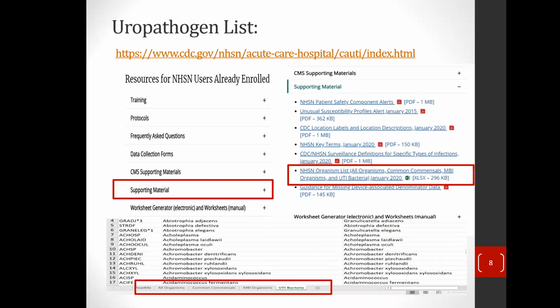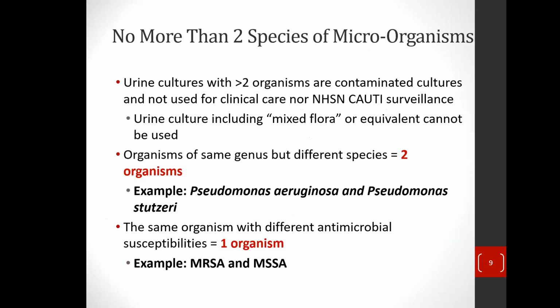If it's on the list, then it is a uropathogen, and it is one that can be considered so long as it is of an amount of at least 100,000 colony forming units. Okay, what are some other criteria that has to happen?